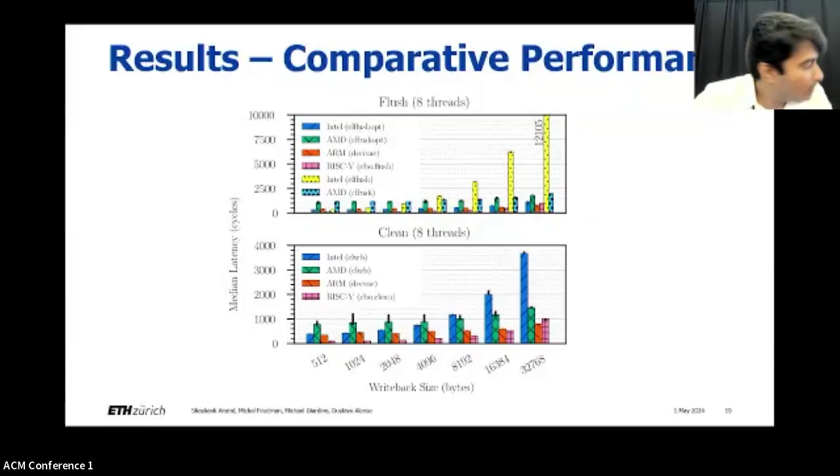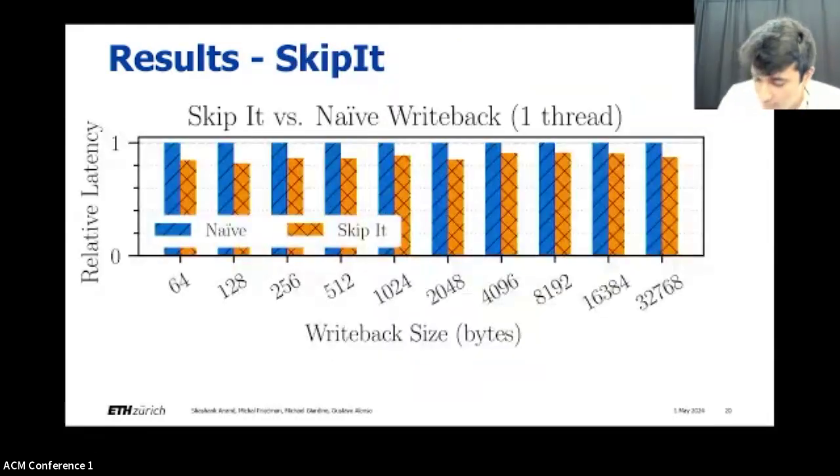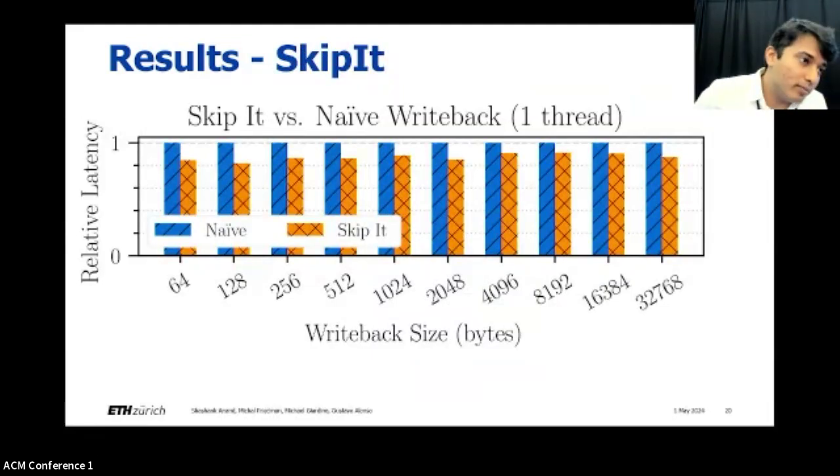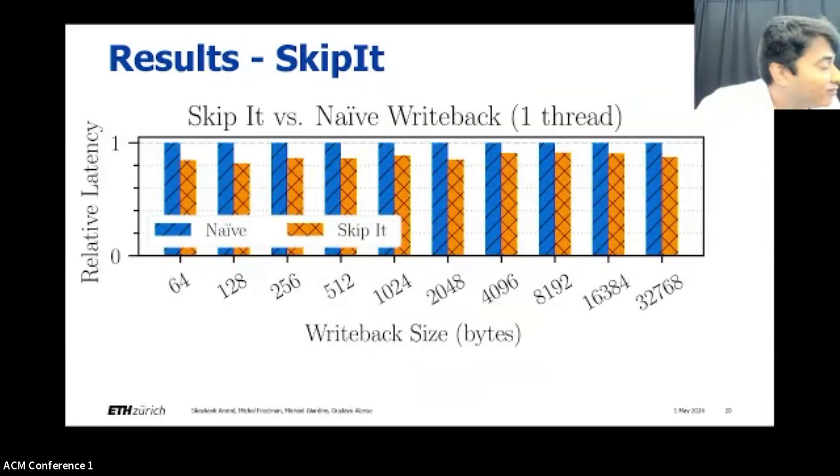So results. We compare the latency of our instruction with the commercial instructions from ARM and x86. We see that we perform quite competitively with the equivalent clean and flush instructions in commercial implementations. Here we compare the performance of SkipIt versus simply not using SkipIt in the BOOM core itself. And we see that we save around 20 to 25% latency.